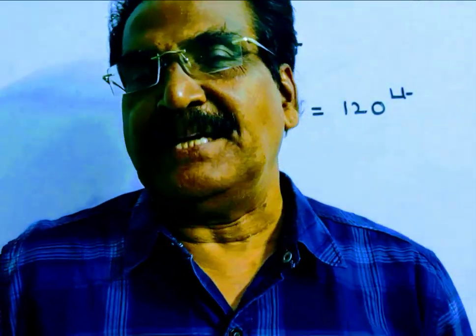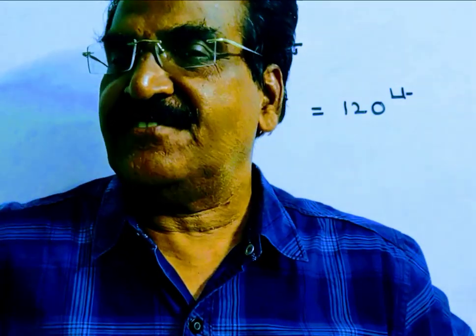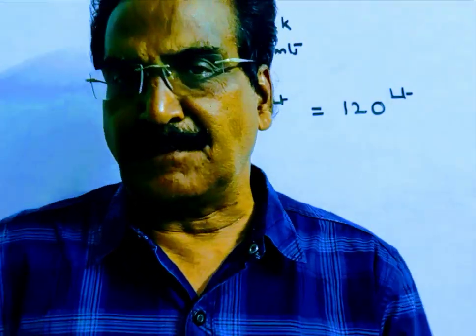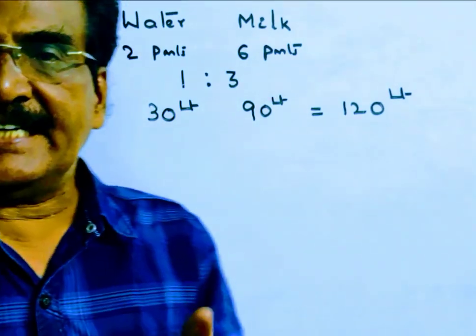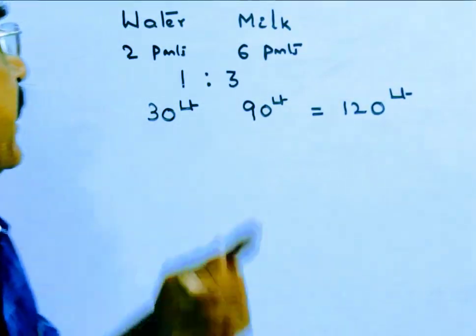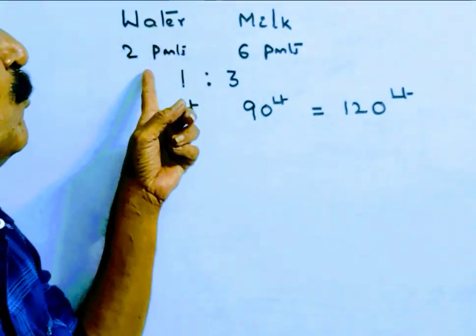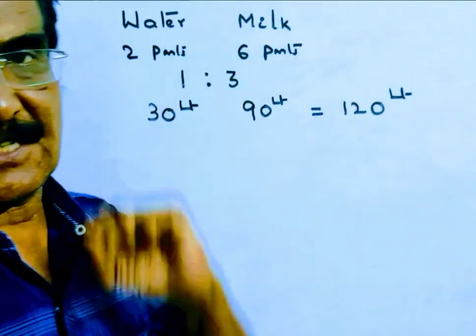Hi friends, good morning. Please look at the next problem in alligation mixtures. Friends, the problem is given in the description box. See friends, a can contains a solution in which water is 2 parts and milk is 6 parts.